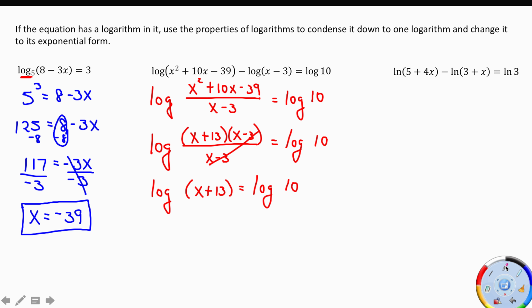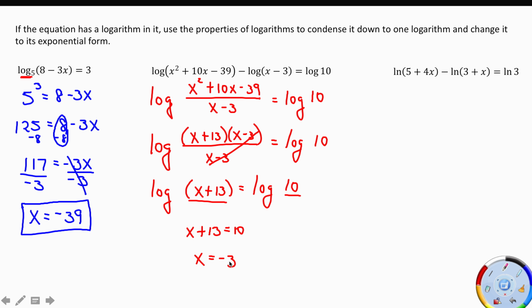Or I could also recognize that, hey, log of this is equal to the log of that. The only way that can happen is if these arguments are equal. If the log of something equals the log of something, then this has to equal that. That's the only way that can happen. Just like with our exponents, if the bases are the same, the exponents have to be the same. So x plus 13 equals 10. I'm going to get the same answer anyway.